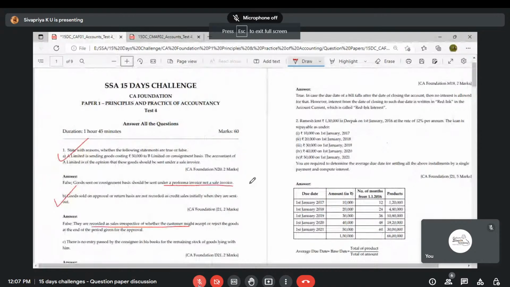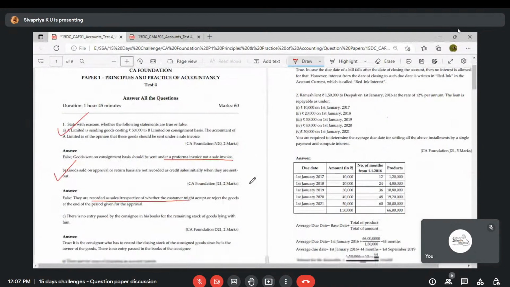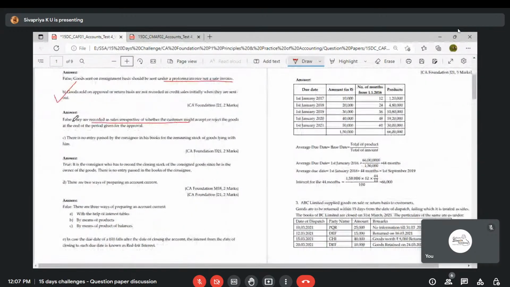Question number 1, the answer is false. Question number 2, false. Question number 3, there is no entry passed by the consignee in the books for remaining stock lying with him. Answer is true.